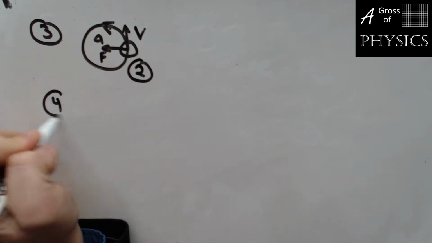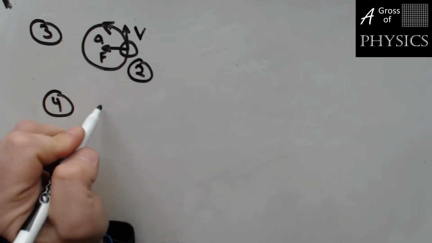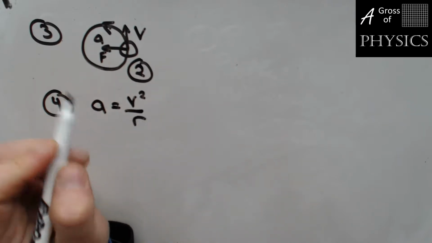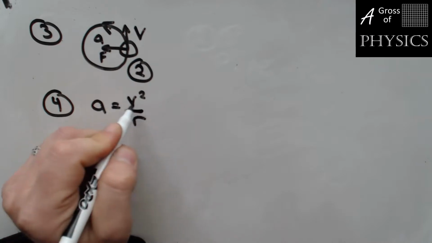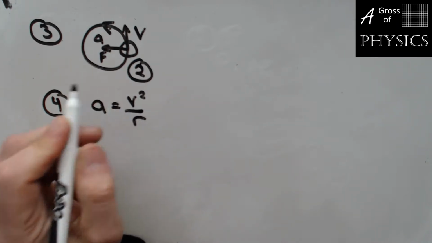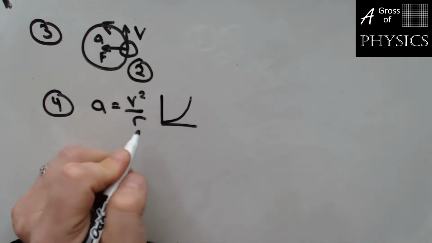All right, 4. What represents the relationship between the centripetal acceleration and the speed of an object moving in a circle of constant radius? So A is V squared over R. If we have constant radius, A is directly related to V squared. So which one shows direct square? Curve that looks like that. So that's going to be choice 2.